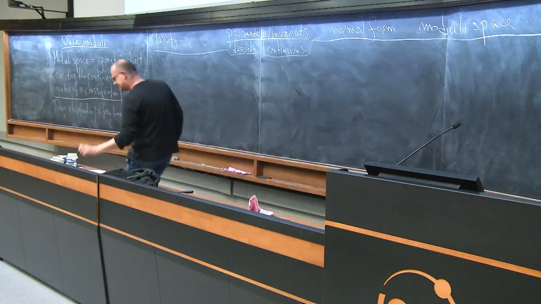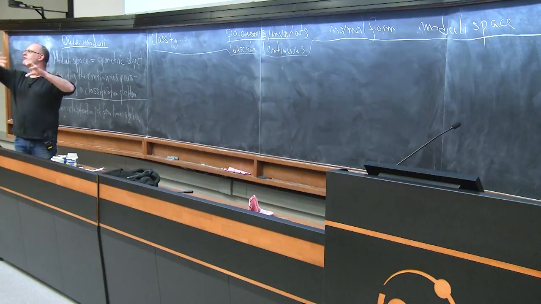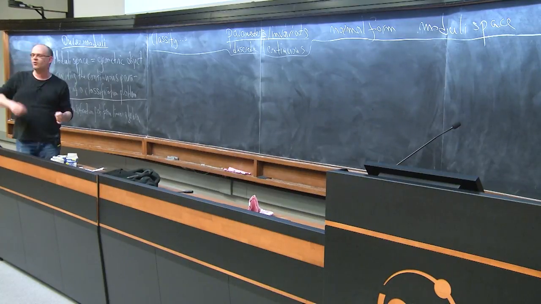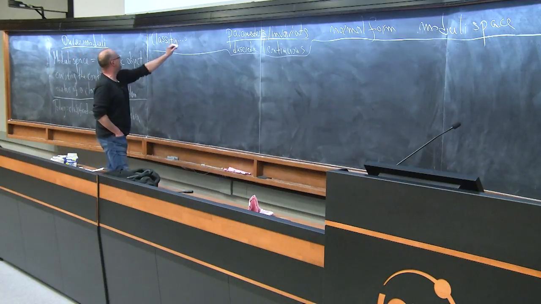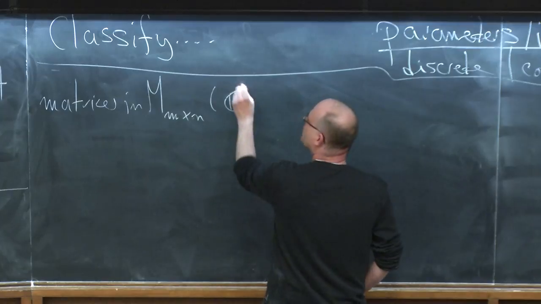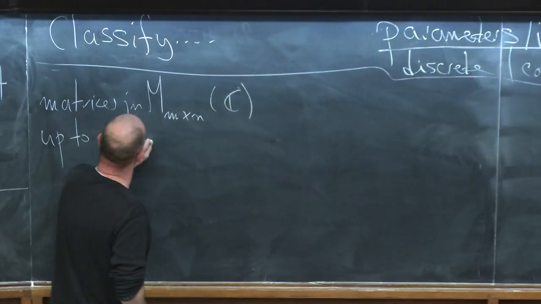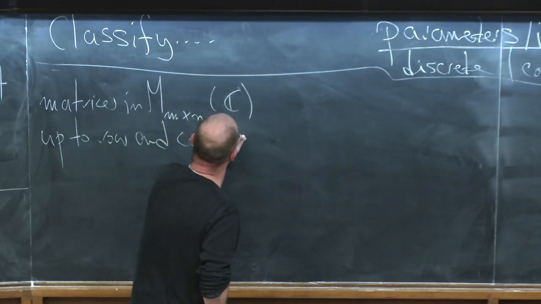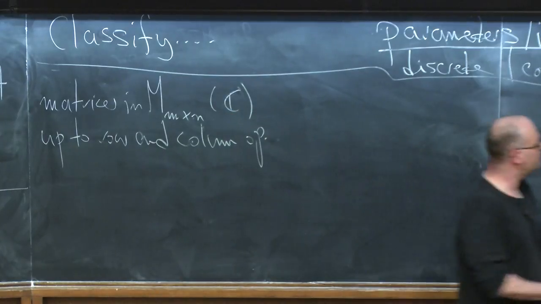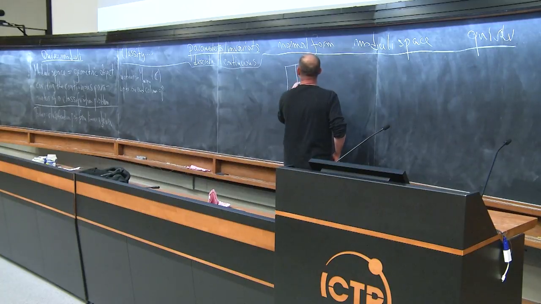Okay, so let's do our first classification problem in linear algebra. Classify matrices, rectangular matrices, up to row and column operations. You are allowed to perform all usual row operations and all usual column operations. So classify matrices, M times N matrices, M by N, say over the complex numbers, up to row and column operations. And then it is known from linear algebra what kind of normal form you can get.